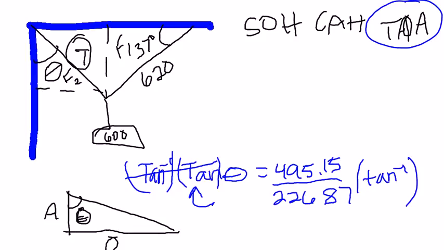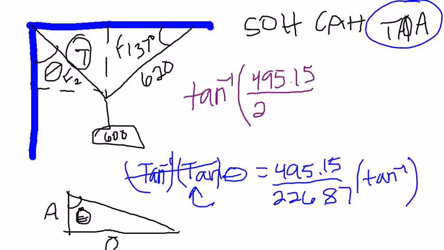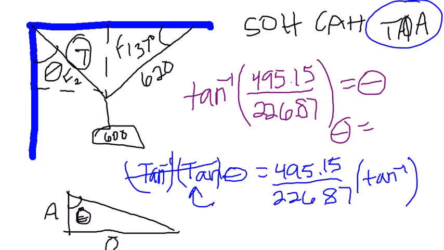So in reality, it's going to be tan to the negative 1 of 495.15 over 226.87 is equal to theta. And when you solve everything out, you're going to find that theta is equal to 65.42. So that's your answer for question number 9.